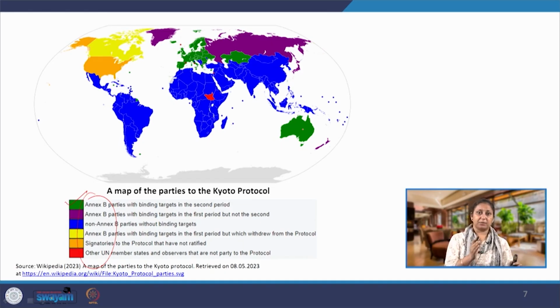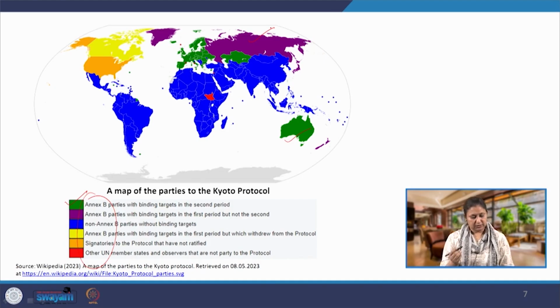The first binding period, after which it was increased, amendment was passed in Doha and it was increased to the second period. That is what we are talking about as the second period. So, these are the parties which have binding targets in second period. These are the parties which had binding targets in the first period, but they did not create their own targets for the second period. So, they were there only till 2012 with binding targets.